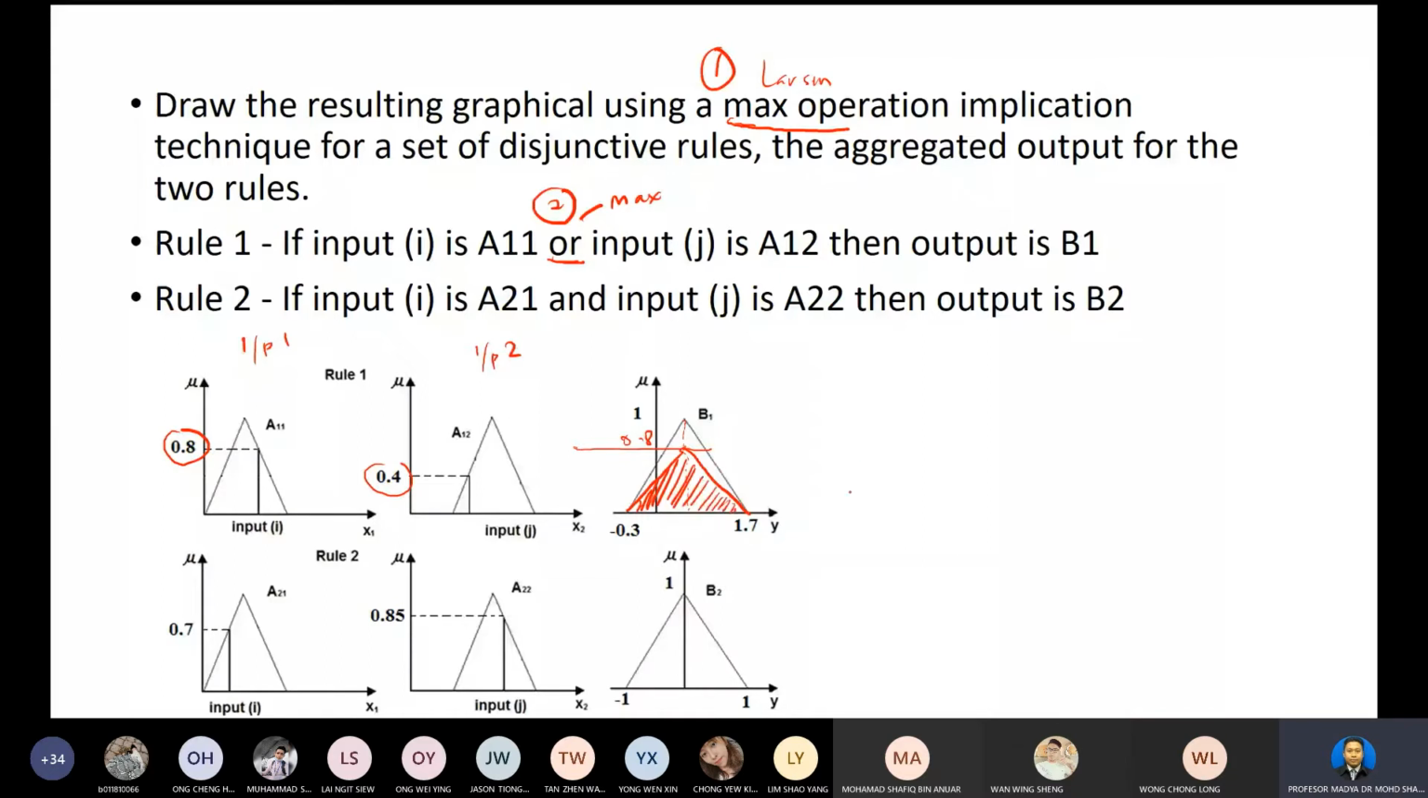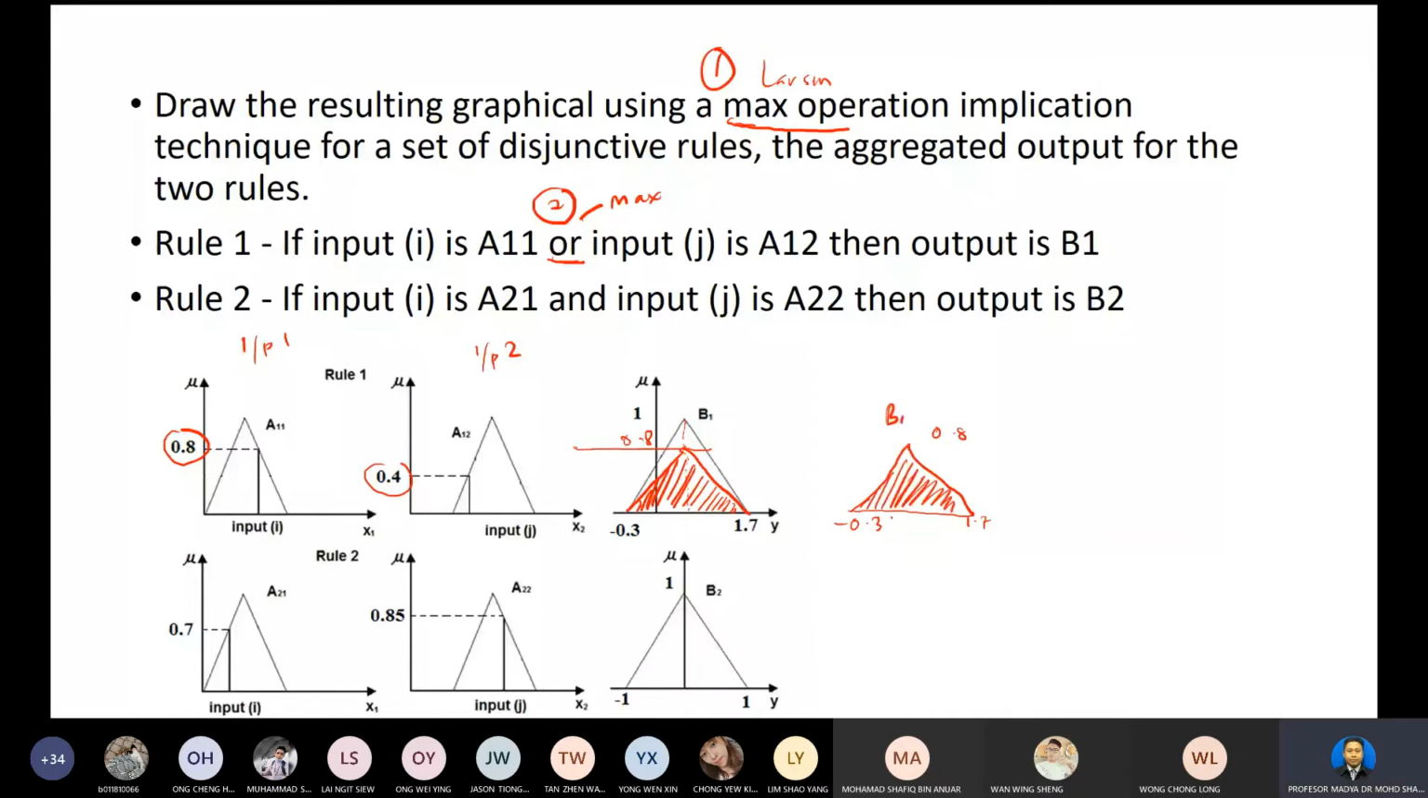So I draw again here. It will be like this: 0.3, 1.7, and this is 0.8. So this is our output for B1.